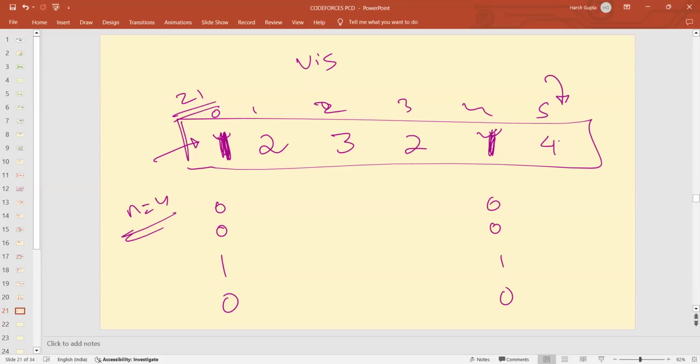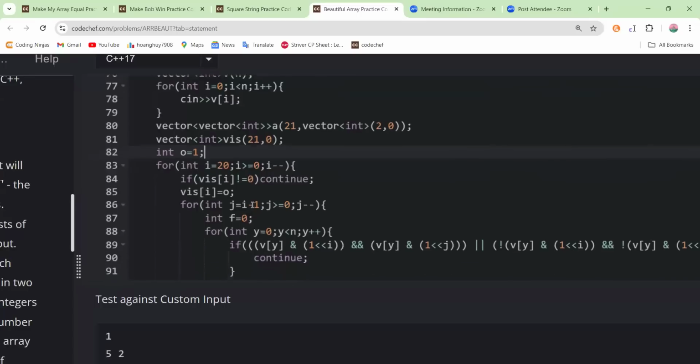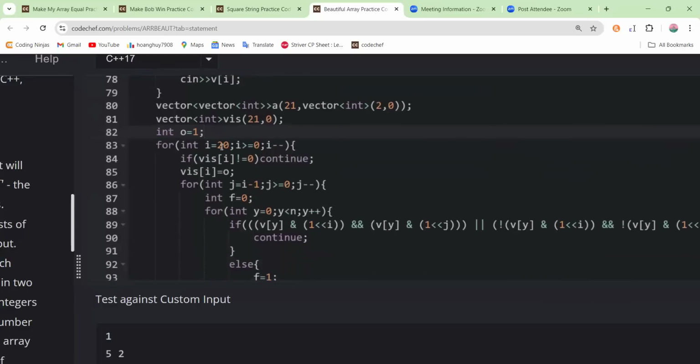This is something that I am doing for the visited vector, which helps me keep a check that if I am at the ith bit, let's suppose the 4th bit, what all other bits have the same configuration. So how can I do that? For that, I simply iterated from i equals 20, i greater than or equal to 0, i minus minus. If visited of i is not equal to 0, I simply initialized it with 0.